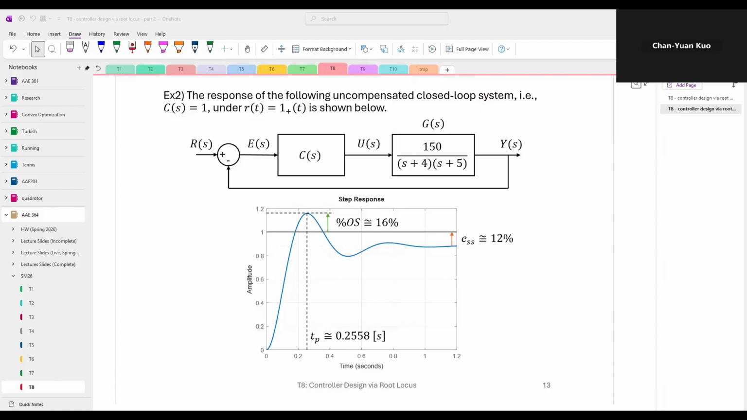Now, let's revisit the second exercise from the last part of this lecture. In this exercise, we are given an uncompensated system whose transient response is already satisfactory. Therefore, instead of improving the transient response, our goal is to design a controller that reduces the steady state error while preserving the original transient response characteristics, especially the peak time and also the maximum overshoot.